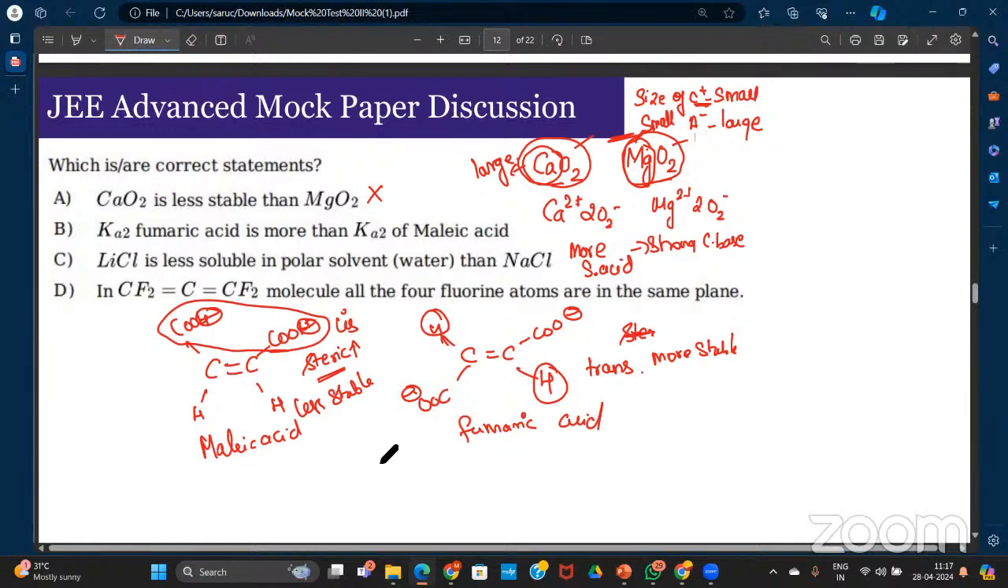Which is more stable? Trans is more stable. Yes, trans is more stable. So therefore, the Ka of fumaric acid is more than the Ka of maleic acid.